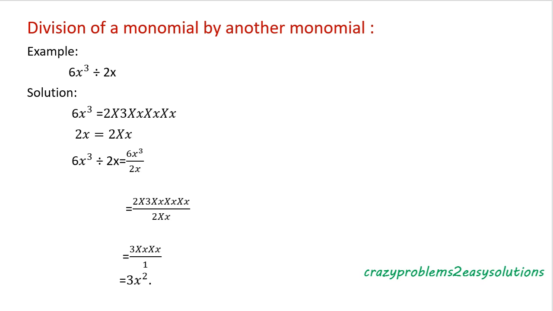Instead of 6x cube we have to write the irreducible form. The irreducible form is 2 into 3 into x into x into x divided by 2 into x. Here 2 gets cancelled and x gets cancelled, and the remaining is 3 into x into x. The answer is 3 into x square.